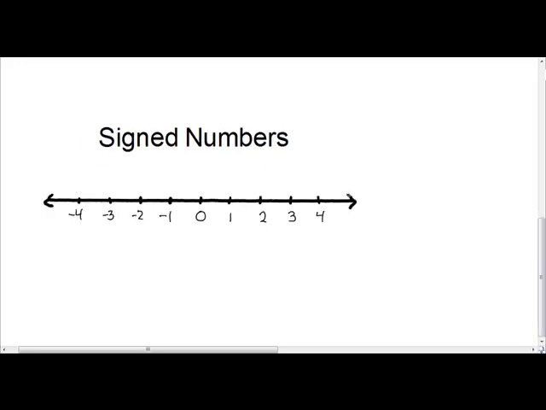Going to look at signed numbers, so numbers that are above and below 0. Numbers that are above 0 or to the right of 0 on a number line are positive. Numbers that are to the left of 0 or below 0 are negative.